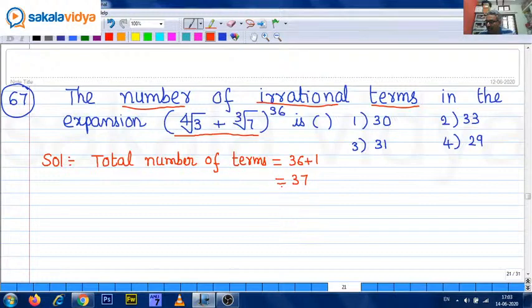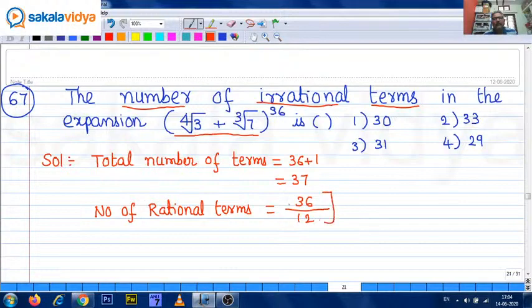Now in order to find the irrational terms, first we need to find the number of rational terms. Write down: number of rational terms is equal to 36 upon LCM of 4 and 3, that is 12, integral part, plus 1, that is equal to 3 plus 1, 4. Understood now?